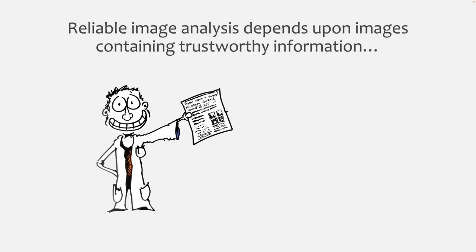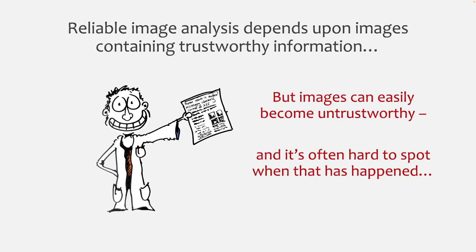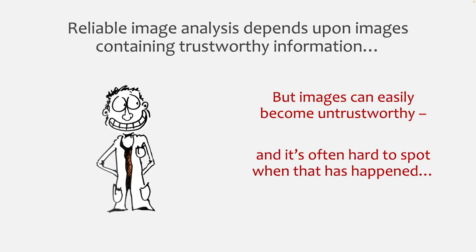So the key thing to take away from this is that image analysis depends upon images containing trustworthy information. But rather inconveniently, images can very easily become untrustworthy, and it's often hard to spot when that's happened. And so by the end of this, you will be in a slightly better position to be able to tell whenever images have been compromised, and certainly after the next couple of parts of the course, you'll know lots of ways to figure that out.